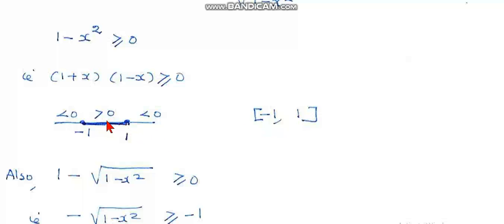Now instead of taking 0, you can take a number here and check up. You can take a number here and check up that this 1 plus x into 1 minus x is negative.